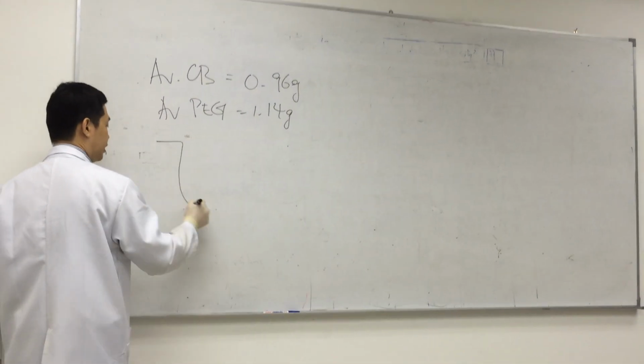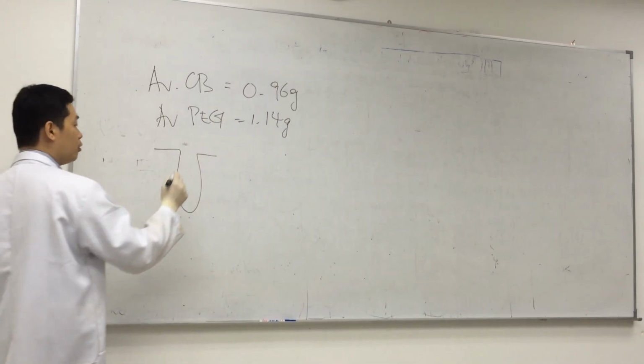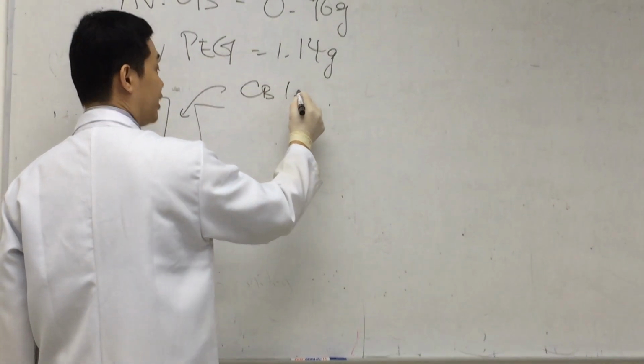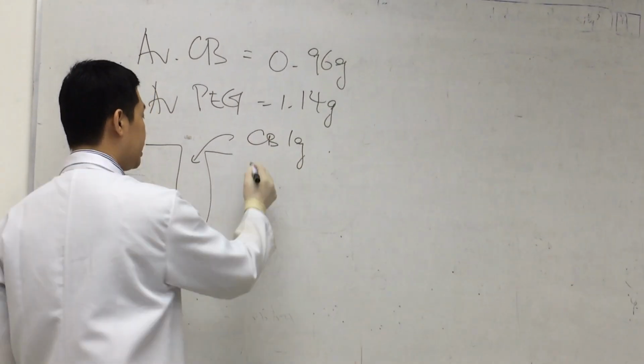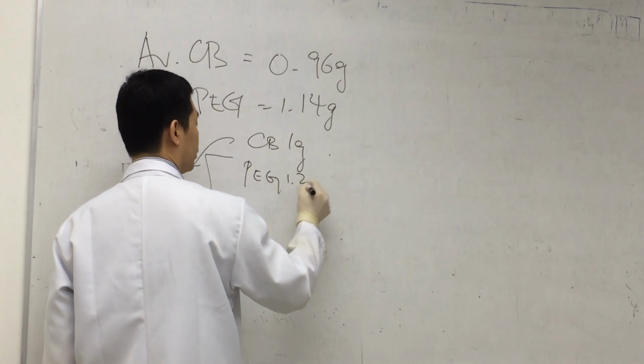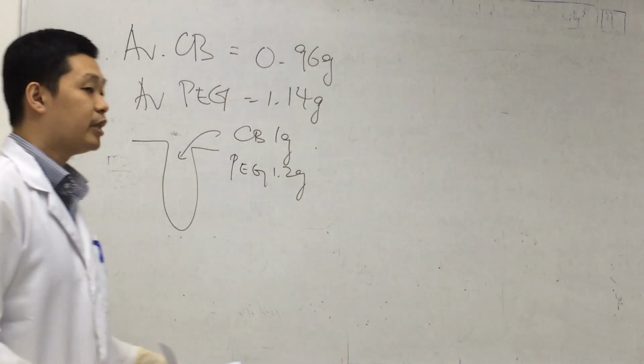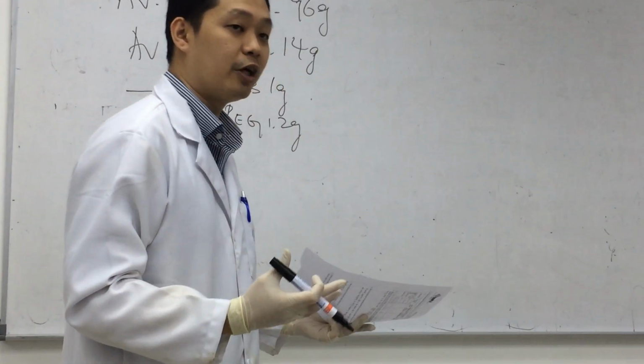So what does this mean? Imagine this is a suppository mold. If you want to fill up everything with cocoa butter, ideally it should be 1 gram. PEG should be roughly 1.2 gram. But in this case, you can see the value that you obtain is slightly different from the theoretical one.